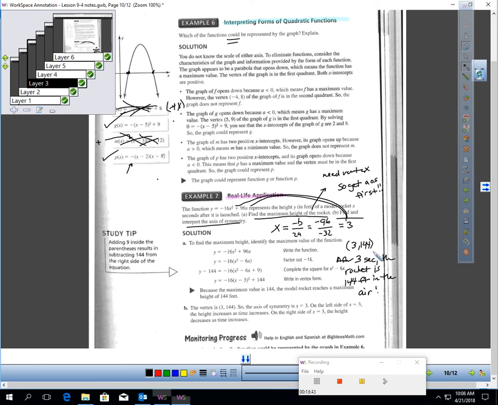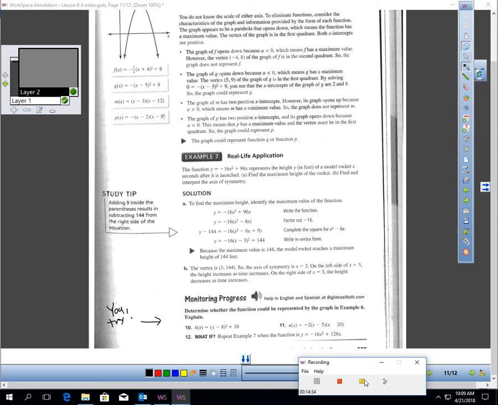So let's answer both questions. The height of the rocket would have to be 144 feet. They show me it right there. And what does the 3 mean? Well, x represents seconds. So what this is saying, after 3 seconds, the rocket was 144 feet in the air.